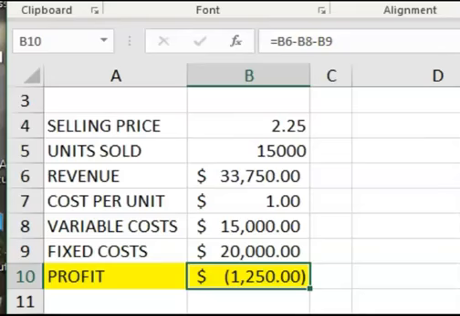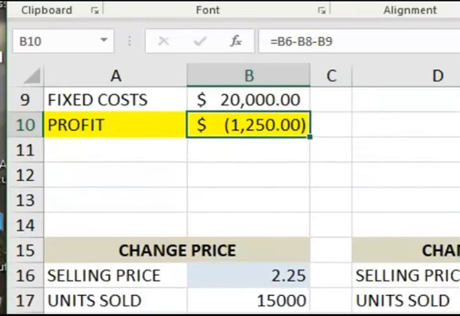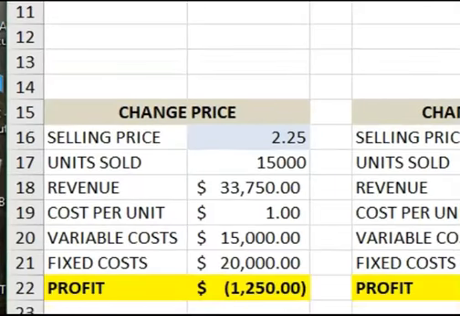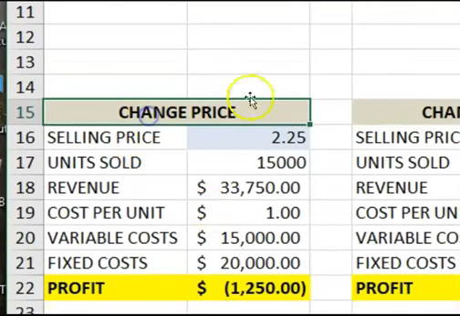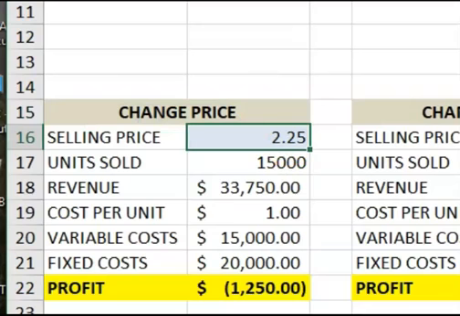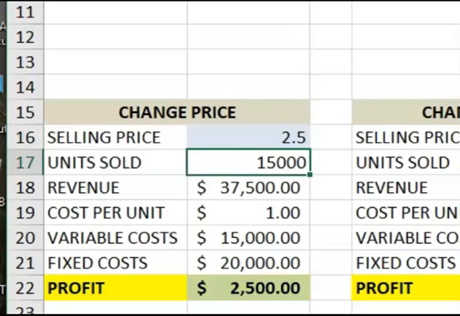So I have some different options, and this is where my what if comes in. Let's see if I can move my thing down here. So the first what if is I could change my price. So let's say I want to go up to $2.50 in my selling price, and now you'll see it automatically changes. Now I'm making $2,500.